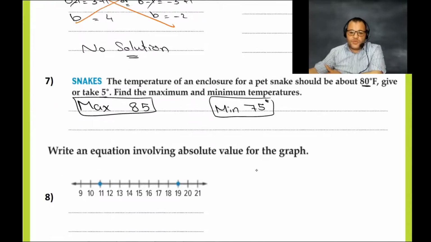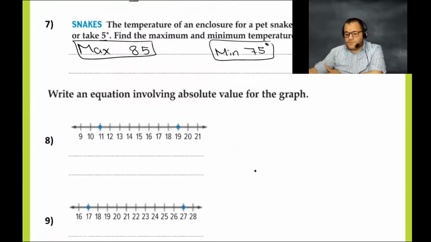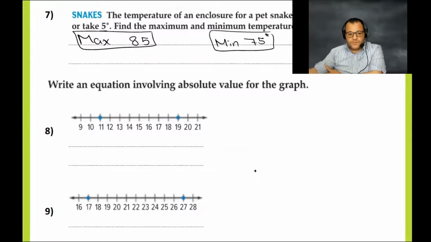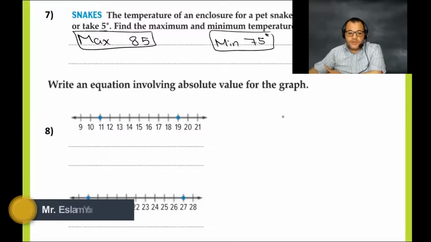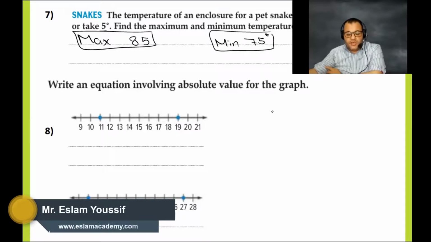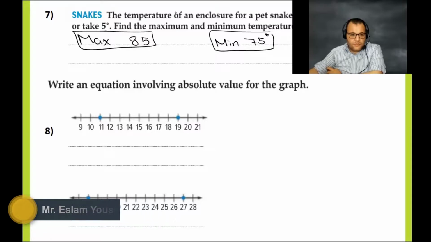Any problem for this one? No. Okay. Now we need to write an equation. If you remember the first question, I gave you the equation.